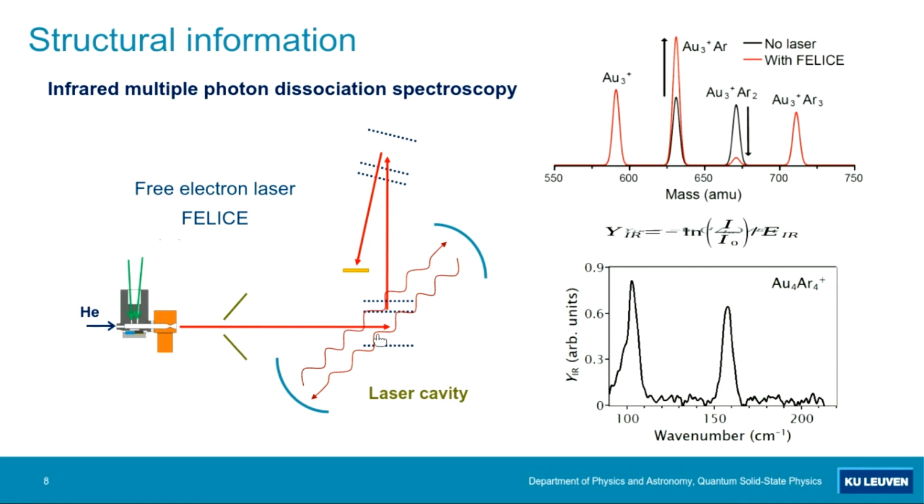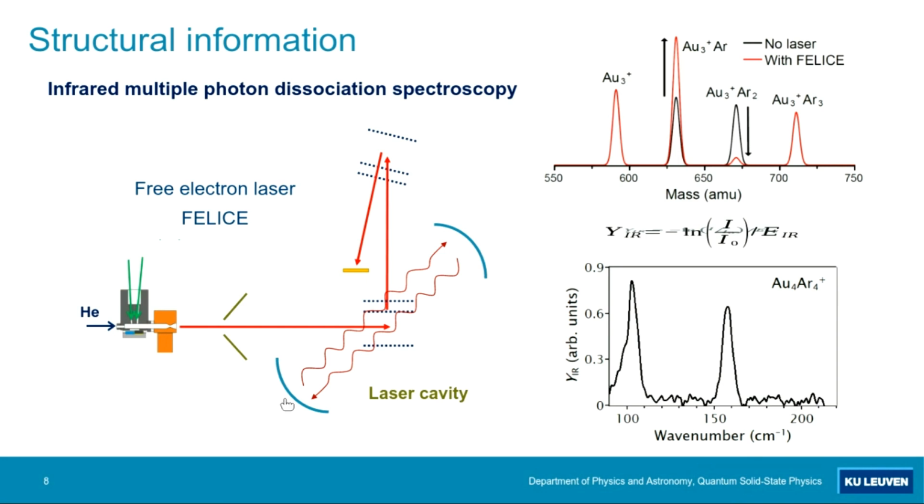It has to emit photons in the infrared or deep infrared wavelength range, because that's where the vibrational modes of most of the particles are. It also has to be tunable, because we need to find the energies at which these vibrations are happening. So we need to be able to tune that wavelength. And it also has to be extremely strong, because even though we have these weakly bound atoms, you still need many infrared photons to fragment the system.